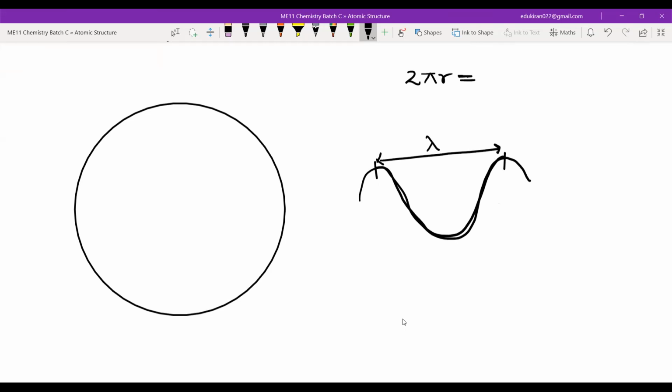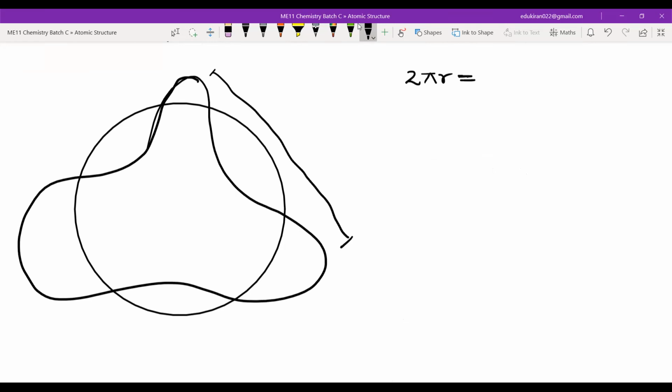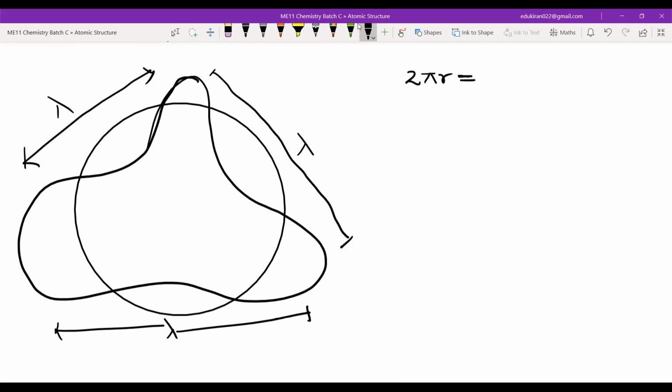Similarly, if you are in the first orbit, you will have one cycle, that means 1 lambda. If you are in the second orbit, you will complete 2 cycles, that means 2 lambda. In the third, you will complete 3 cycles, that is 3 lambda. For example, if this is the third orbit, then the electron will have this kind of wave, this is the trajectory it follows. From here to here is 1 lambda, then 2 lambda, then 3 lambda. So the whole circumference covered by the electron is 3 lambda.